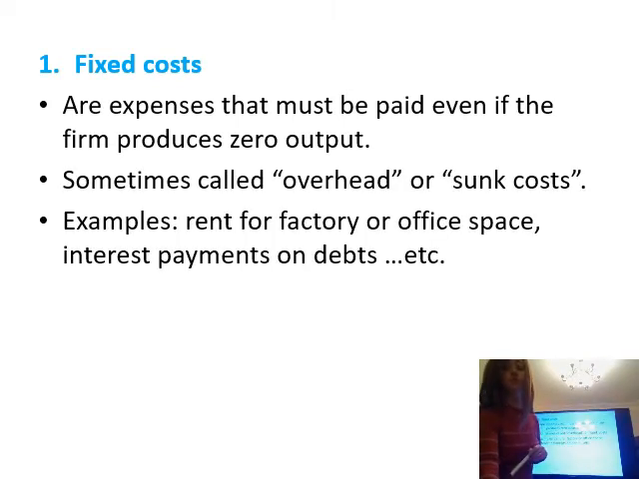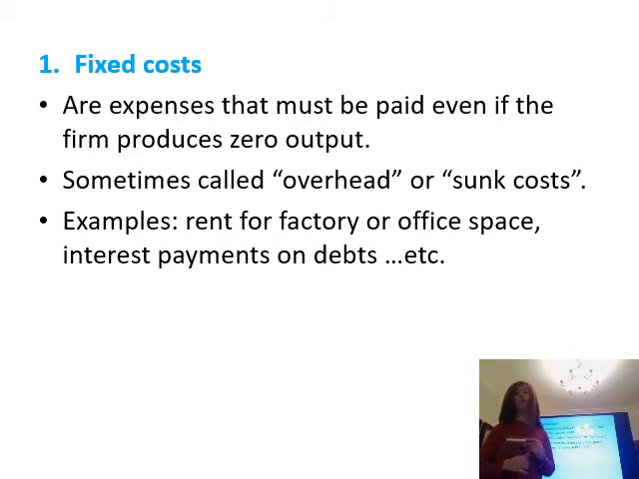We just said the definition of fixed costs, okay? Examples of it, as I said: rent for a factory, rent for an office space, rent for land, interest paid on debt. For example, if I'm taking a loan to operate my business, and my business is not going well, I'm not producing anything, can I tell the bank I'm not going to pay the interest on my debt? No, this is classified as a fixed cost. Even if I'm not producing anything, I'm still obliged to pay the interest on the debt. So to classify whether the cost is a fixed cost or a variable cost, you must ask yourself, am I obliged to pay it even if I'm not producing anything? If the answer is yes, then this is a fixed cost.